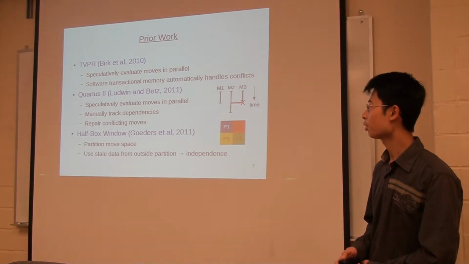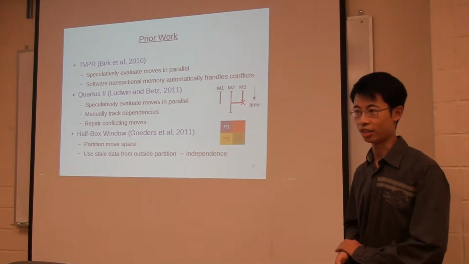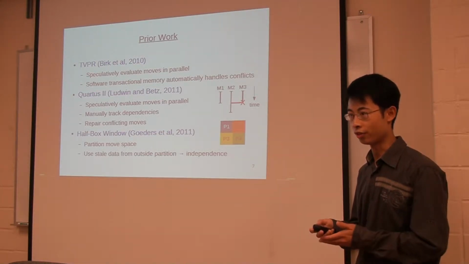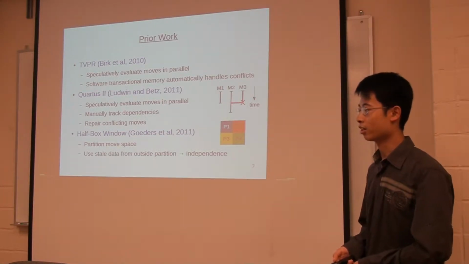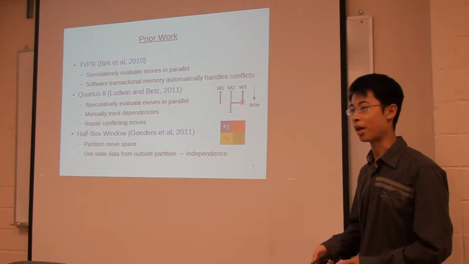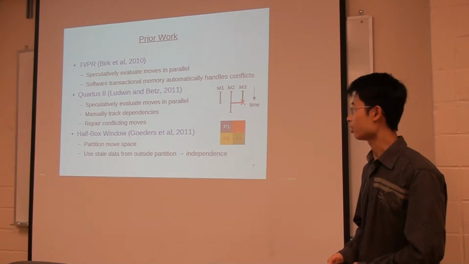In Quartus II, the placer also speculatively evaluates moves in parallel, but the dependencies that can cause conflicts between these moves are tracked with manually written code. And it goes even further to try repairing any conflicts that occur to prevent wasted work.